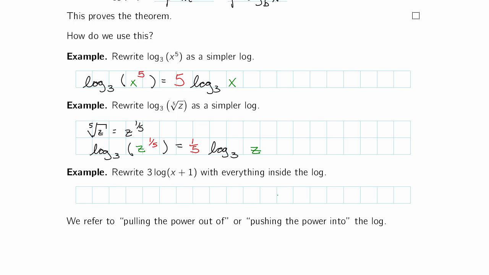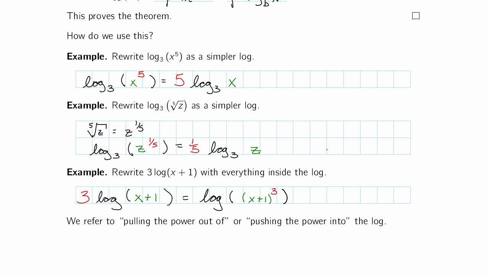We can also use this the other way around to rewrite as a power instead of multiplying a log by something. In this example, we have the log with no base. That means the common log. We have 3 times the log of x plus 1. Well, that'll be the log of the expression x plus 1 to the 3rd power.